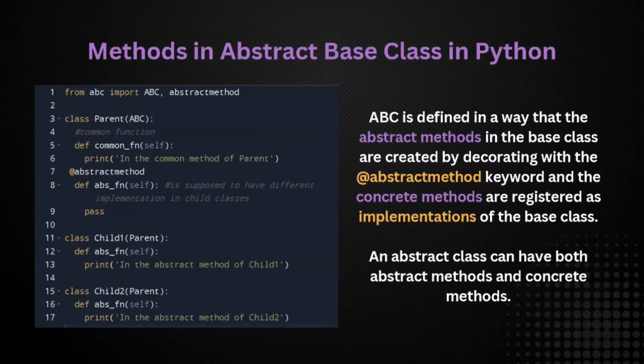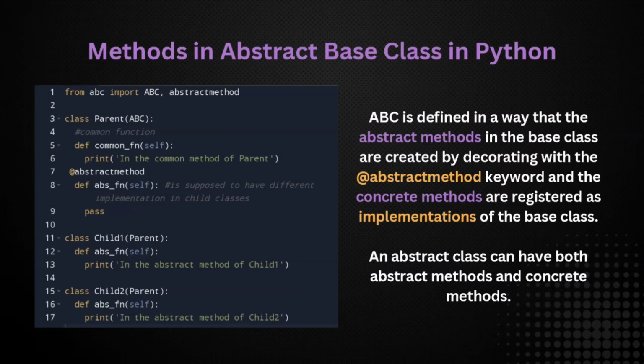Now I'm also defining an abstract method, and how do we tell this to the computer? We will be using a decorator, abstract method, which will actually have a pass. So we are only defining a method. Its implementation we will be writing in its subclasses or child classes. Now we have two classes, child1 and child2, which inherit the parent class. And inside these, we have declared the implementation of the abstract method.